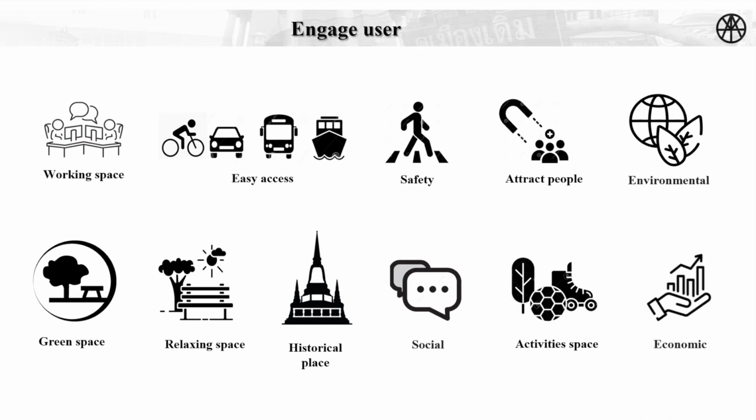So we try to engage users by creating working space and improving the transportation and traffic of each type of road, pedestrian, and the road. The next one is safety and attracting people by connecting each historic site and building to bring people together, and also creating green space to improve the environment, as a relaxed space for socializing. And this also improves the economy. Next.